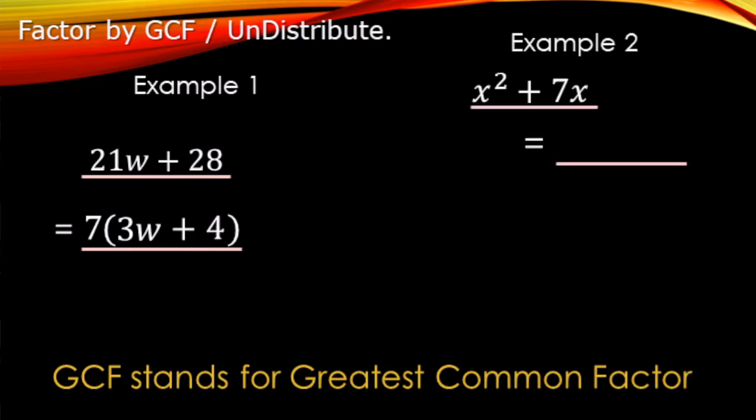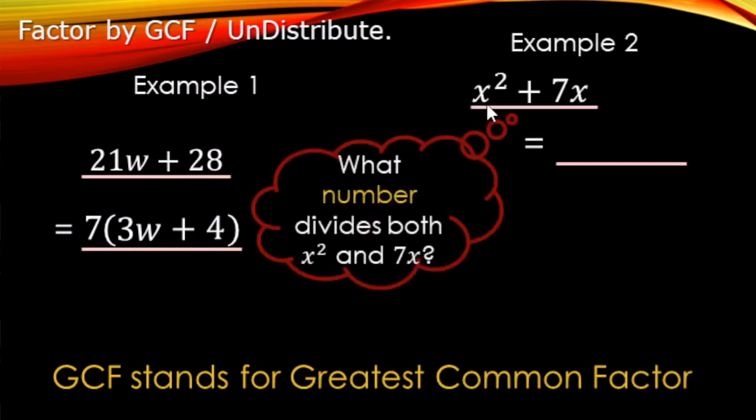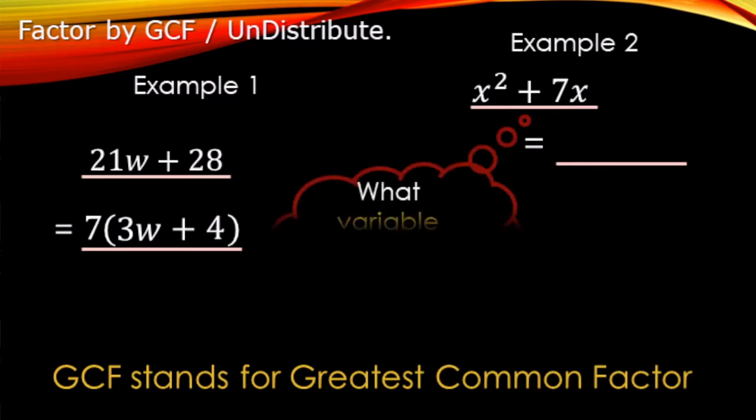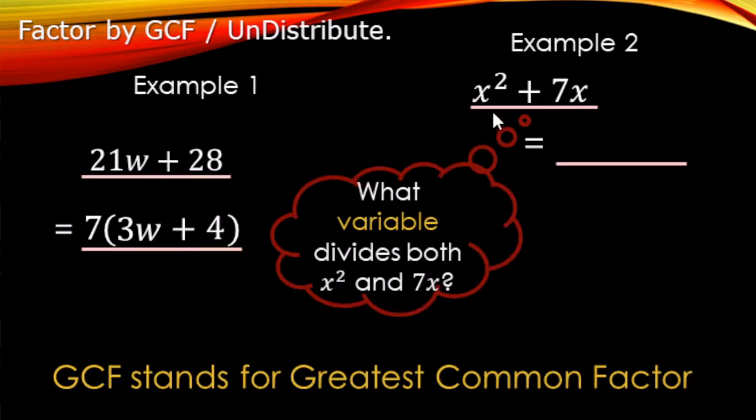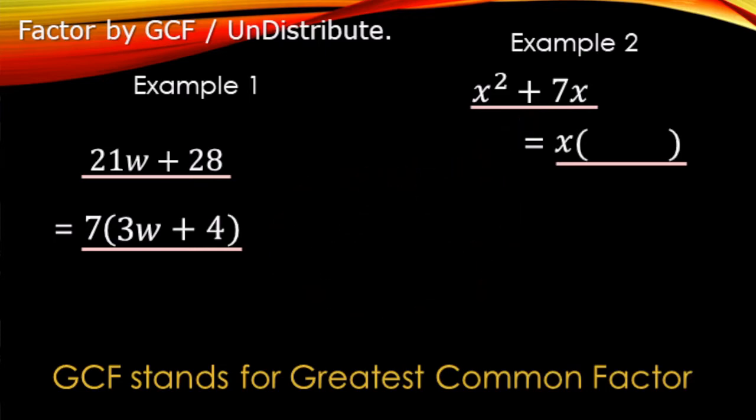Another example. Here we go. Looking for the biggest number that divides x squared and 7x. Well, we don't have any numbers that do, but we do have variables. So the variable that divides both x squared and 7x, well, that's going to be an x. And then times what gives us x squared plus 7x. So x times what gives us x squared? X times x gives us x squared. And then x times what gives us 7x? X times 7. So that's undistribute or factoring. We can multiply this back out. X times x, x squared. X times 7, 7x.